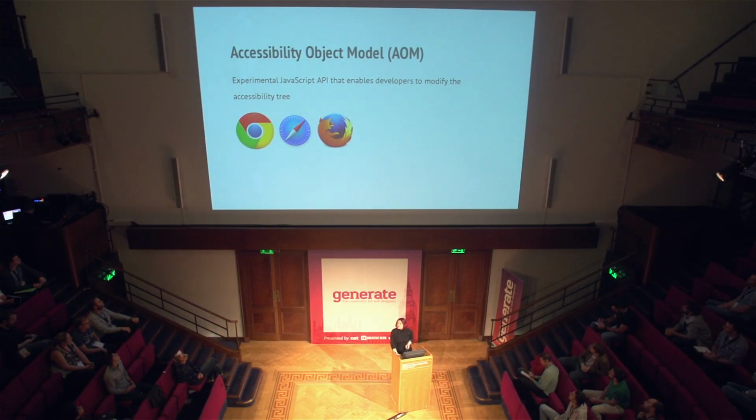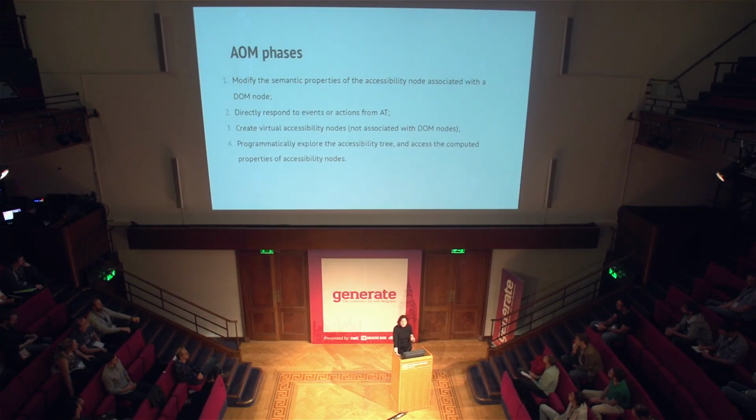There's a new thing on the horizon that gives us our last and final way, or potential way, of really blowing things up on the web in terms of scripting. It's called the Accessibility Object Model. And it's a JavaScript API that will give us as developers access to the accessibility tree, just as the platform accessibility APIs do for assistive technologies. It's being developed currently by Google with help from Apple and Mozilla. And it has 4 phases of development.